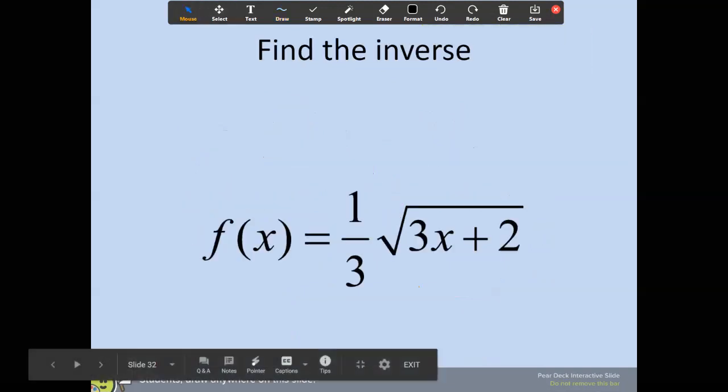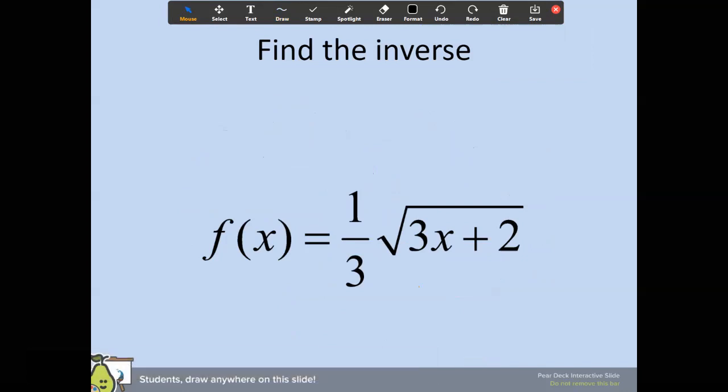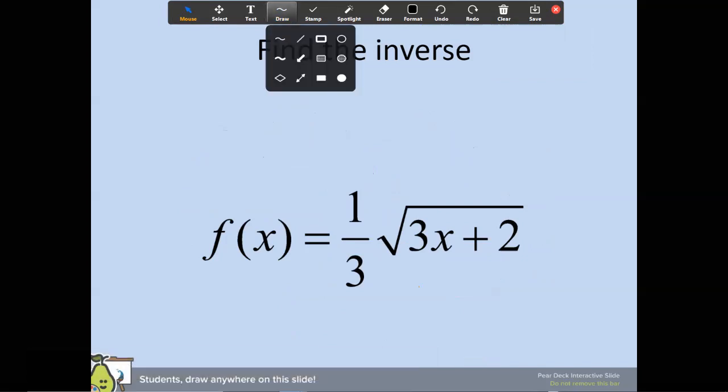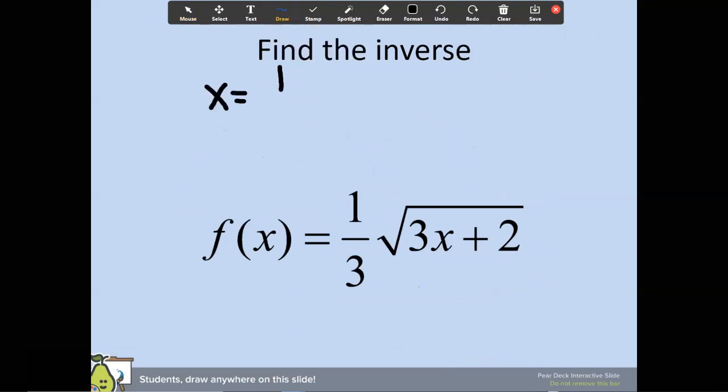On 32. Okay, we're going to find the inverse. So for this, I am going to have x equal 1/3 times the square root of 3x plus 2. Sorry, I forgot to put my y in. I'm switching my x and y. Switching my x and y. So I need to switch my y. Okay, so I switch my x and y.